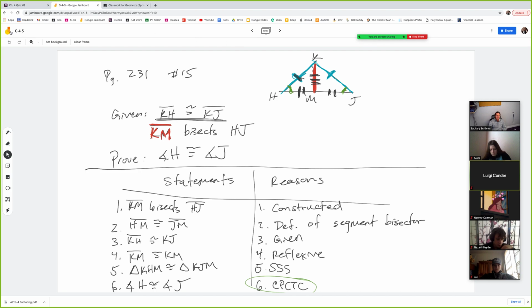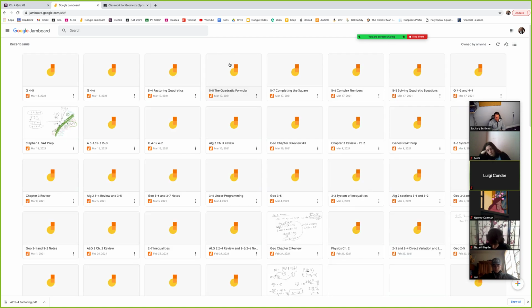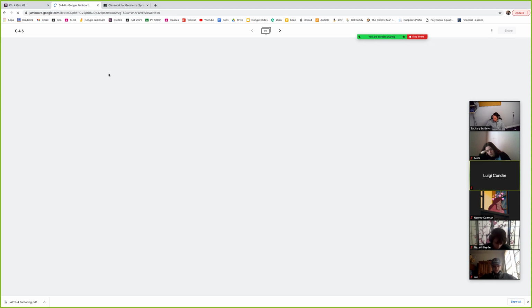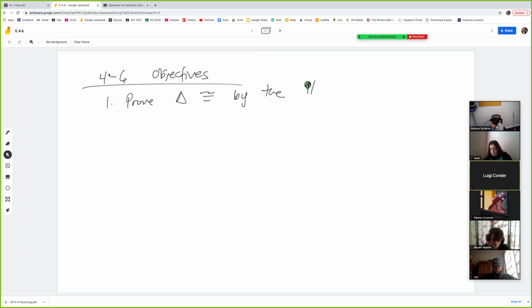Okay? All right. We are moving on from section 4.5 into section 4.6, talking about congruent right triangles. The objective in section 4.6 is to prove triangles congruent using the HL theorem, which is the hypotenuse leg theorem. 4.6 objectives: prove triangle congruence by the HL theorem.